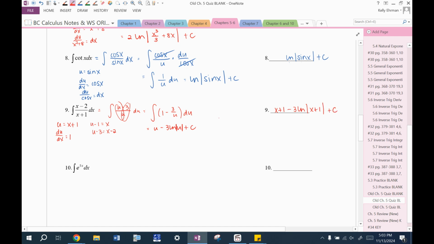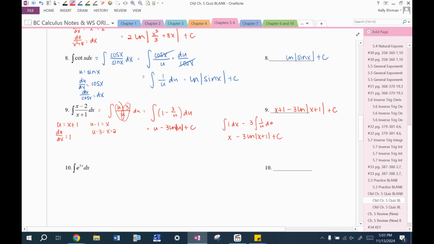Now, if you split this into 1 dx minus 3 1 over u du, like if you were dividing this out and then just saying, well, this is like if you do long division, you would just get 1 minus 3 over x plus 1. So if you do it that way, then this could be x minus 3 ln x plus 1 plus c. And these are equivalent. So I would take either or.